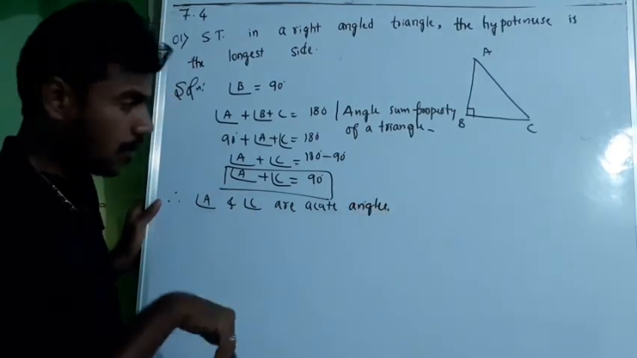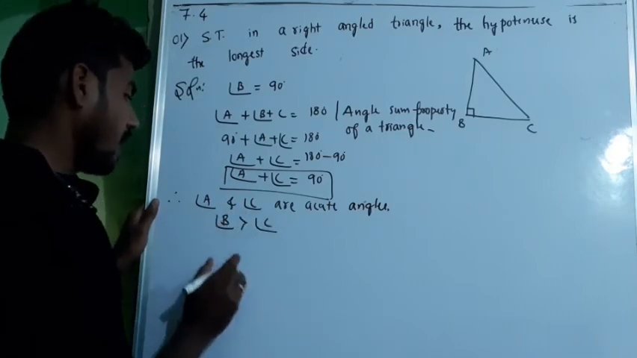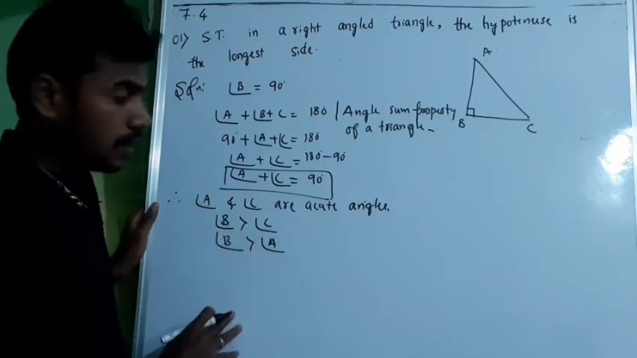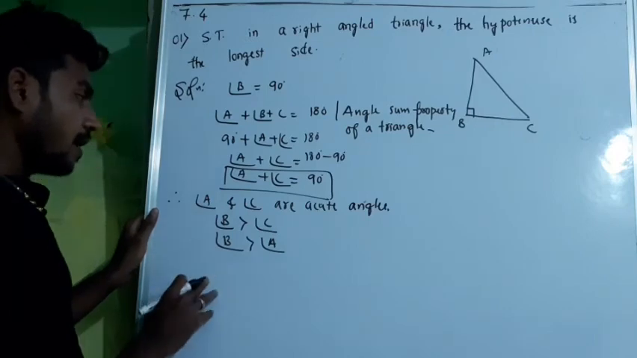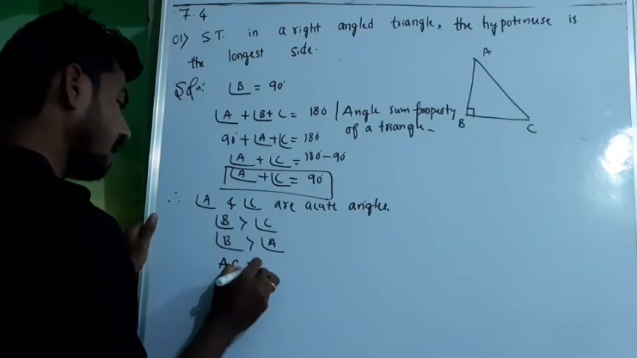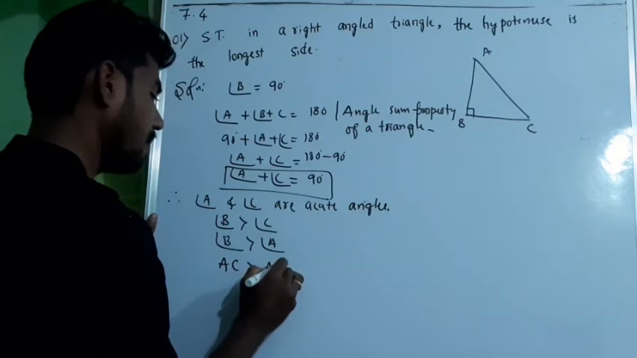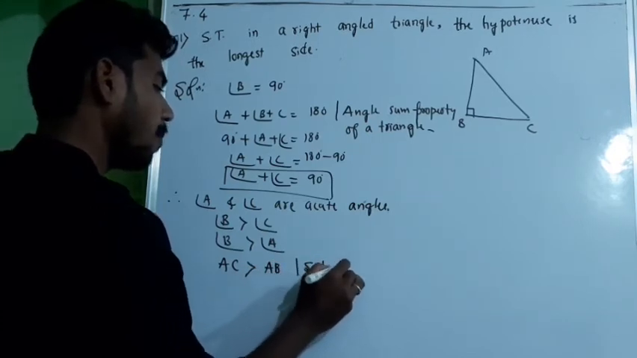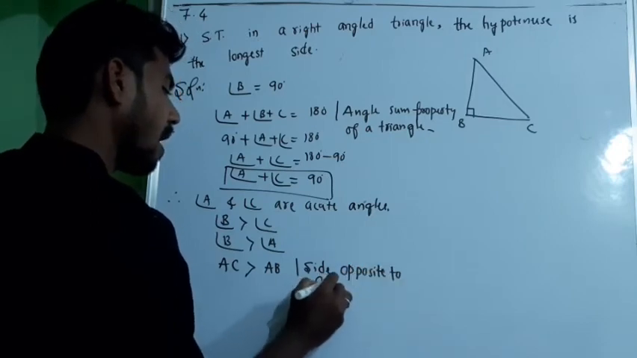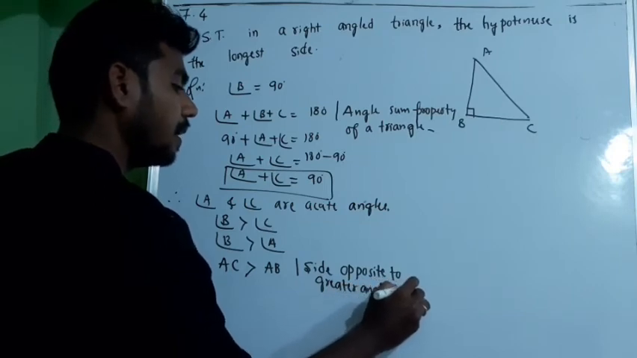So what can I write now? Angle B is greater than angle C and angle B is greater than angle A. So or else what can I write? Which is the side opposite to angle B? AC is greater than, which is the side opposite to angle C? AC is greater than AB. Side opposite to greater angle is greater.